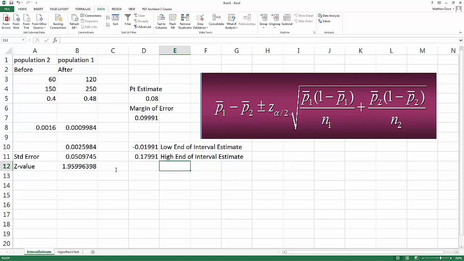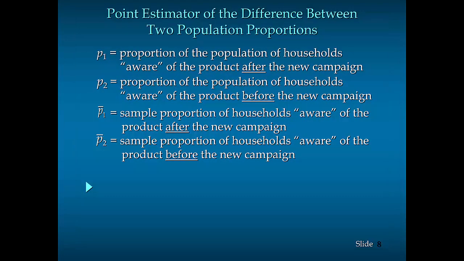All right, so look how wide that is. The margin of error is bigger than the point estimate, right? So when it's bigger than the point estimate, we're going to get 0 in there. It means we can't do anything about it. So at the alpha equals 0.05 level, 5%, we cannot say that the new advertising campaign was effective. So let's go back to the slides and see what happens next.